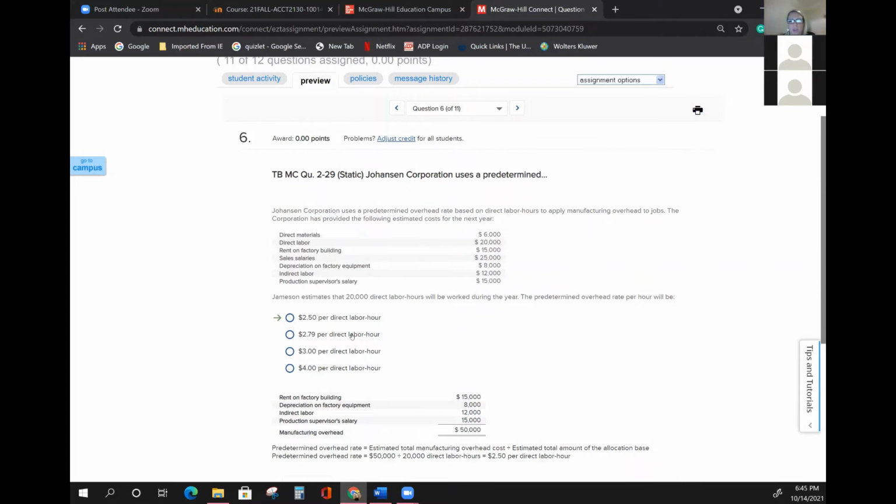Just those items, add them up, and whatever that amount is, that's your manufacturing overhead. Then you divide it by the 20,000 that we're estimating, because remember, it's the estimated manufacturing overhead divided by the estimated activity, the quantity of the activity. It's telling us the activity they're using is based on the direct labor hours, and that's why we're pulling that 20,000.